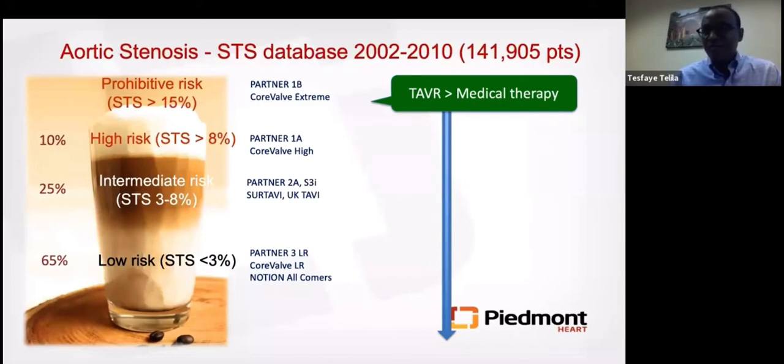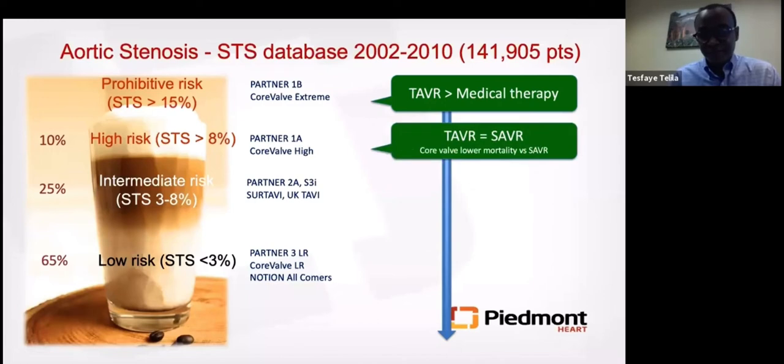So the PARTNER 1B cohort was the first trial that randomized these patients who are prohibitive risk, they cannot undergo surgery, to a valve therapy versus medical therapy, which is valve therapy versus nothing. Maybe some had undergone valvuloplasty, but like I said, balloon aortic valvuloplasty is not a durable therapy. So they saw a huge survival benefit for that group of patients who underwent valve therapy. But this was in 2009, 2010.